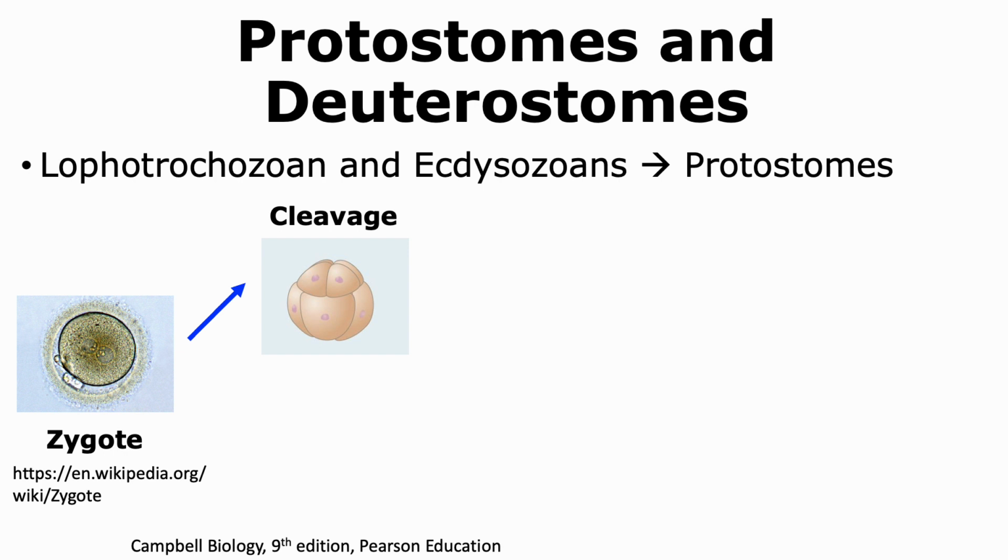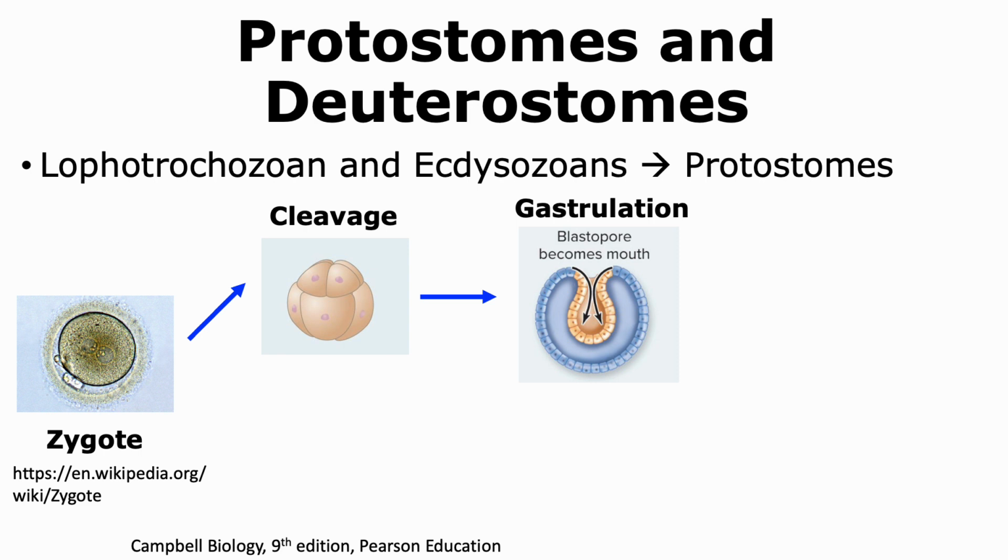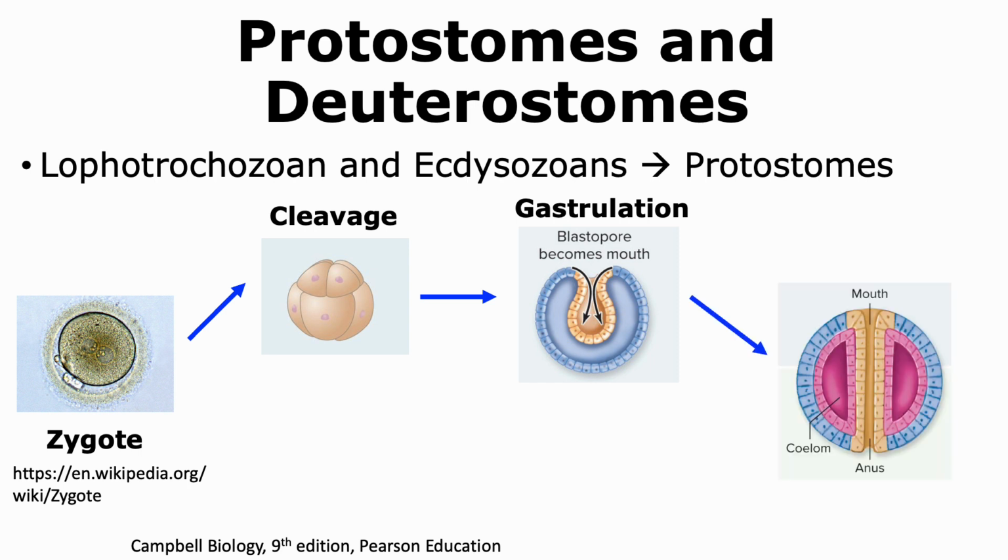Once cleavage occurs, this ball of cells undergoes movements during the process of gastrulation. As part of the cell movements, a pore is formed called the blastopore. In the case of Lophotrochozoans and Ecdysozoans, this blastopore ultimately becomes the mouth of the organism.